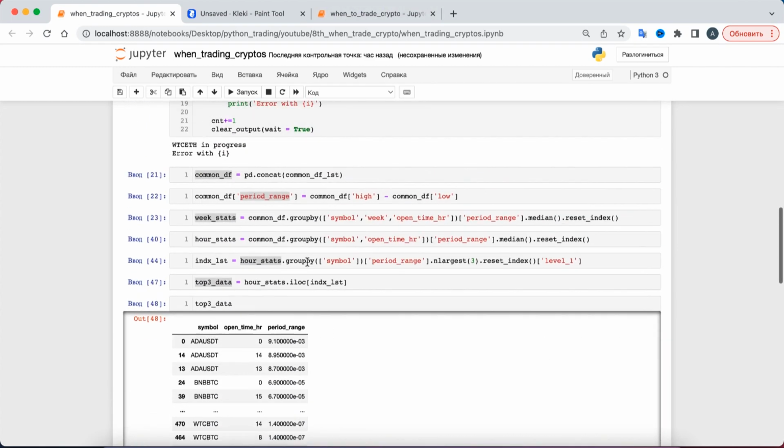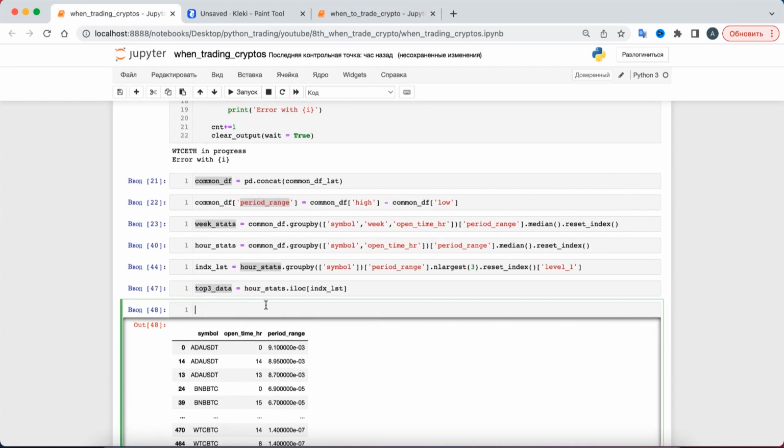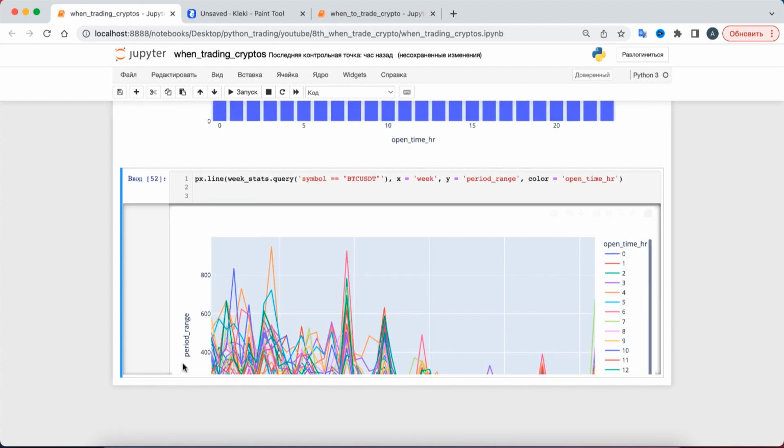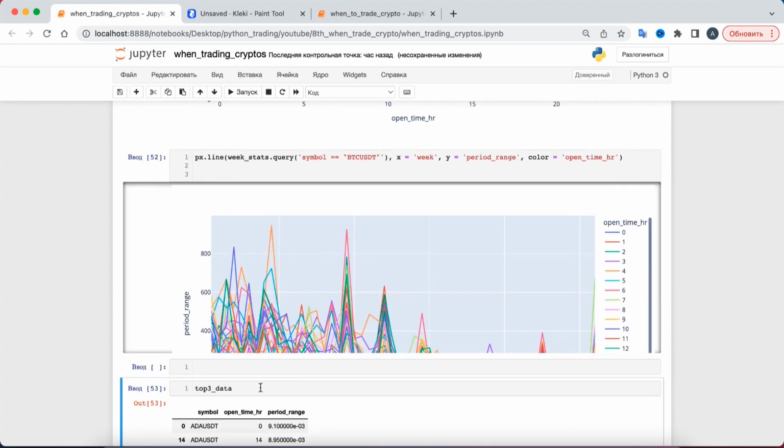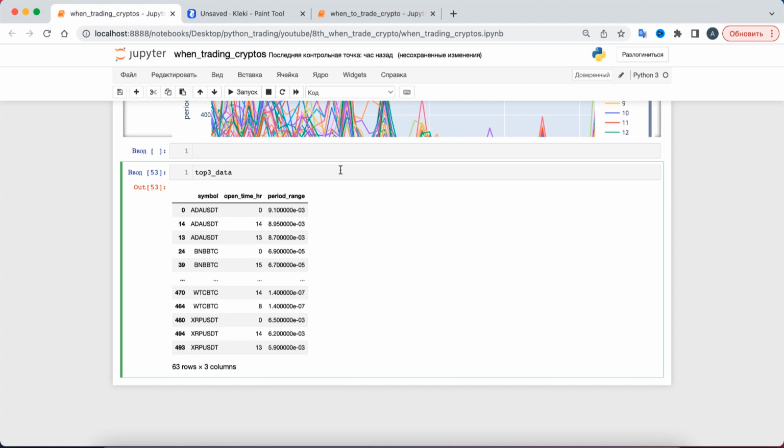And guys, like I promised before, the result of our research is the top 3 volatile hours for every cryptocurrency from our list. And now we have this data.